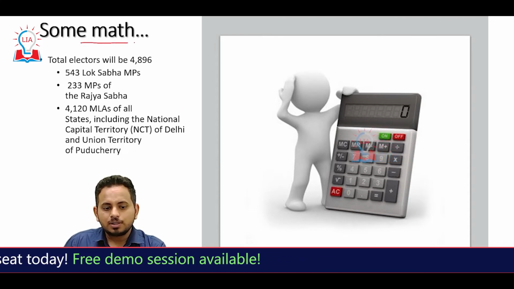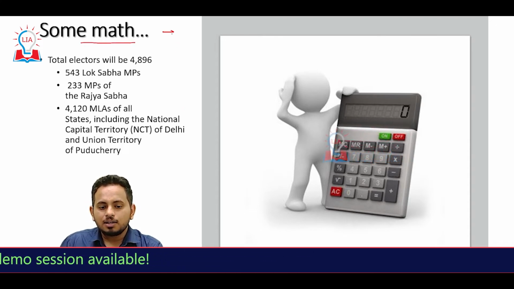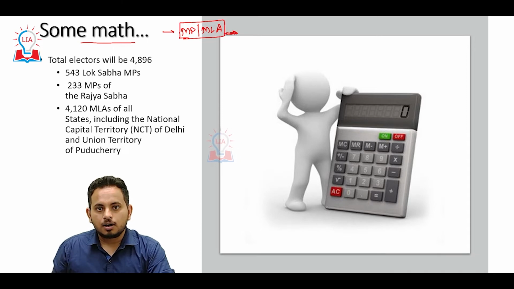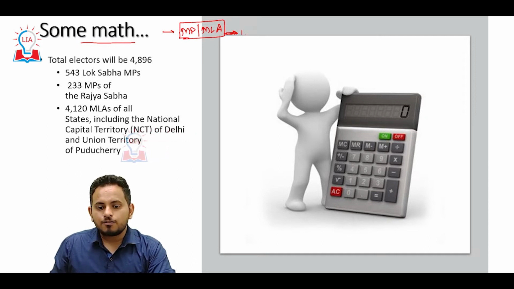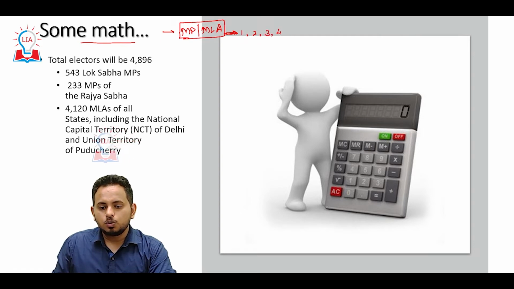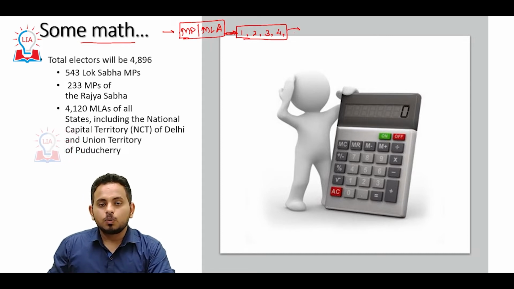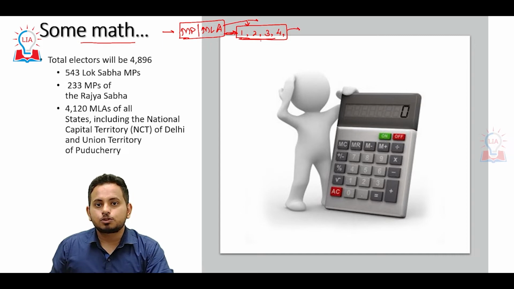Let's see how the election is conducted. Unlike the election for Member of Parliament and Member of Legislative Assembly, the presidential election has a process called proportional representation, or preferential voting, which means electors have to assign preferences to the candidates. This is called the preferential voting system. This is not present in the election of MP and MLA. For MP and MLA, we have one vote to cast. Here the preference has to be given.